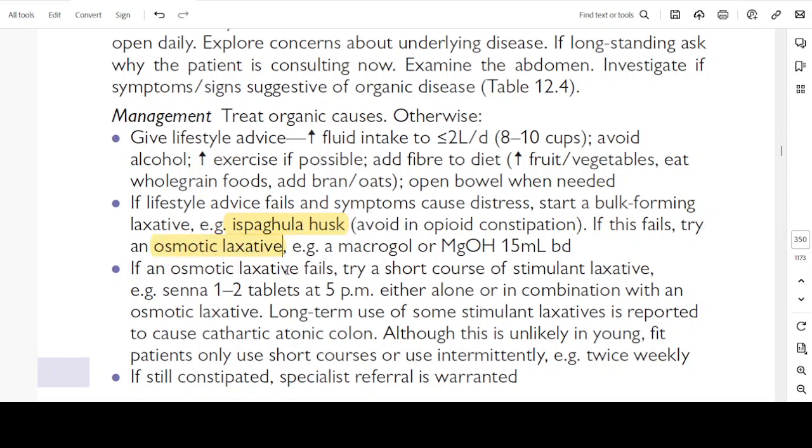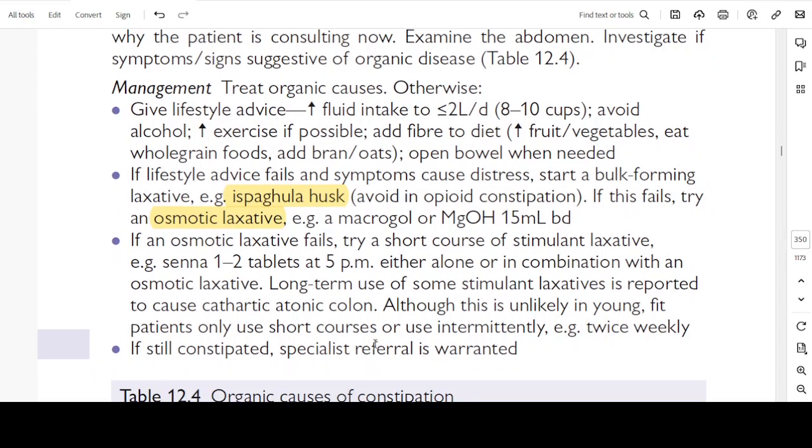If an osmotic laxative also fails, try a short course of stimulant laxative, for example senna 1 to 2 tablets at 5 pm, either alone or in combination with an osmotic laxative. Long-term use of some stimulant laxatives is reported to cause cathartic atonic colon. Although this is unlikely in young, fit patients, only use short courses or use intermittently, for example twice weekly. If still constipated, specialist referral is warranted.